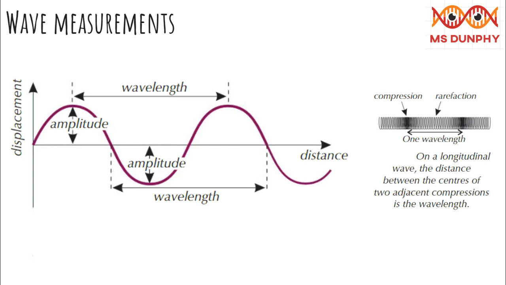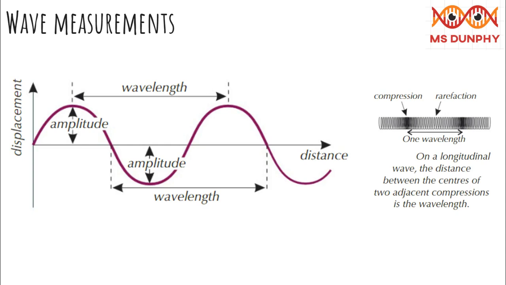The wavelength is the distance between the same point on two adjacent waves. So on a transverse wave, it may be the distance between the crest of one wave and the crest of the next wave. On a longitudinal wave, the distance between the centers of two adjacent compressions is the wavelength.